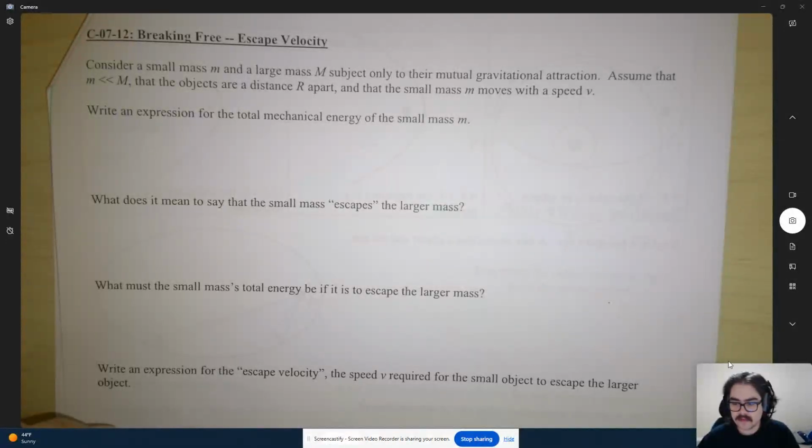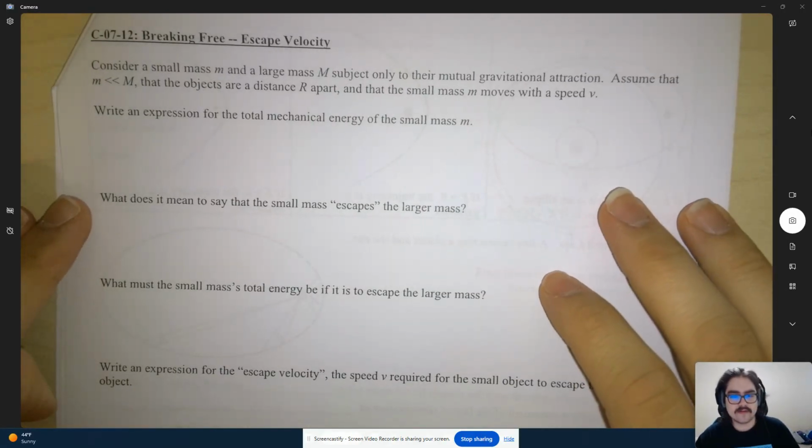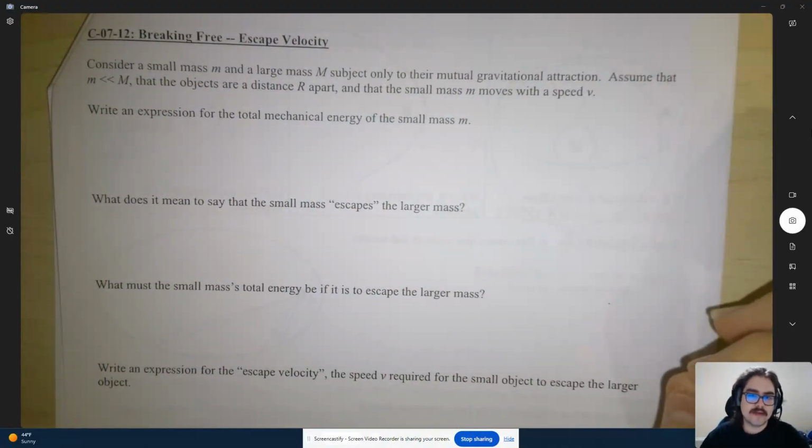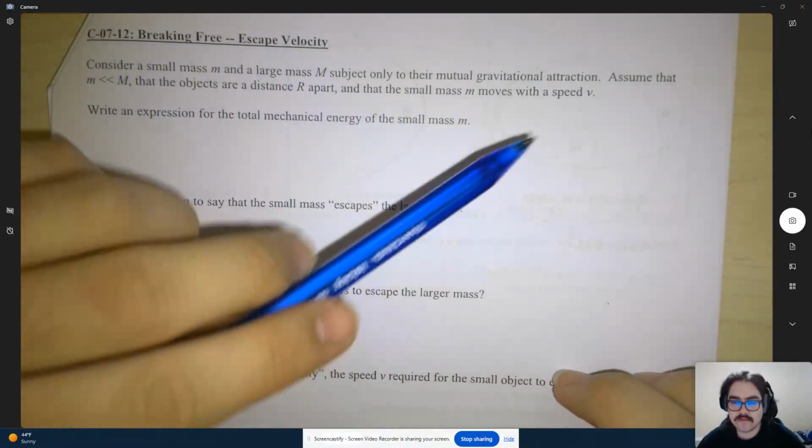All right, this is escape velocity. All we've got to do, so the total mechanical energy, or sorry, I should probably read the problem first. Consider small mass m and large mass big M subject only to their mutual gravitational attraction.